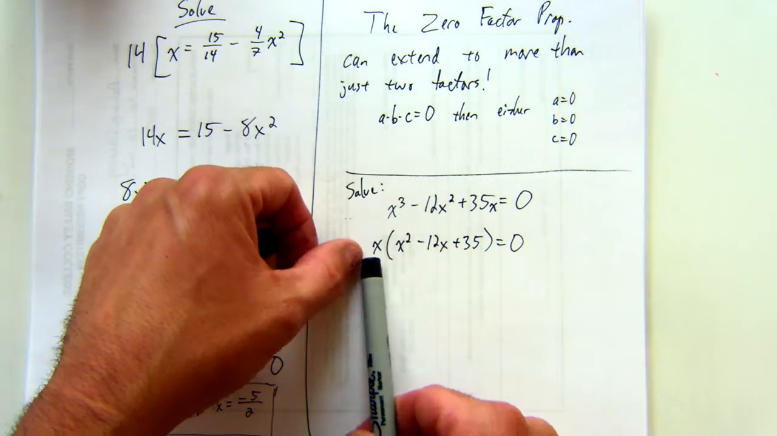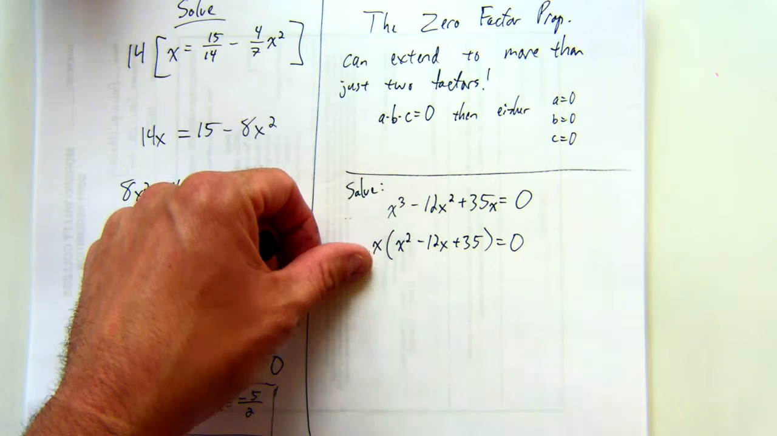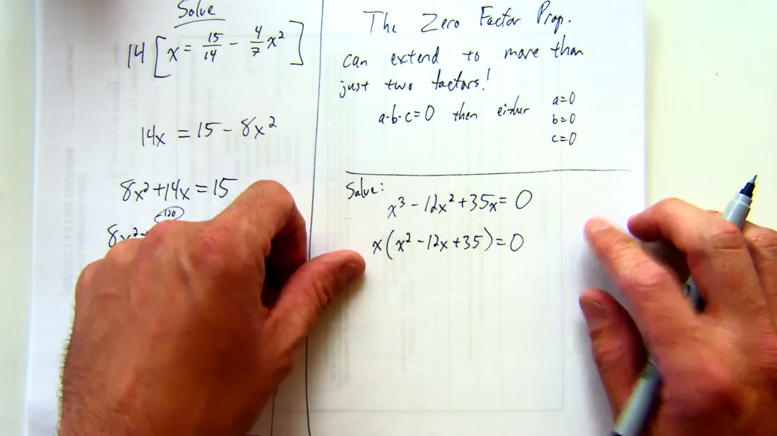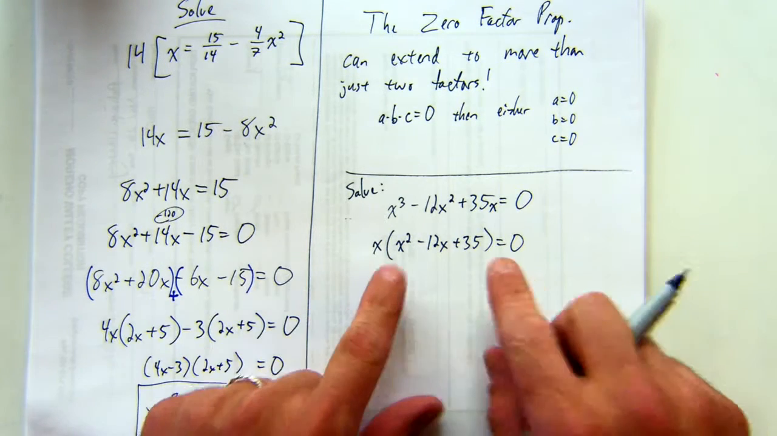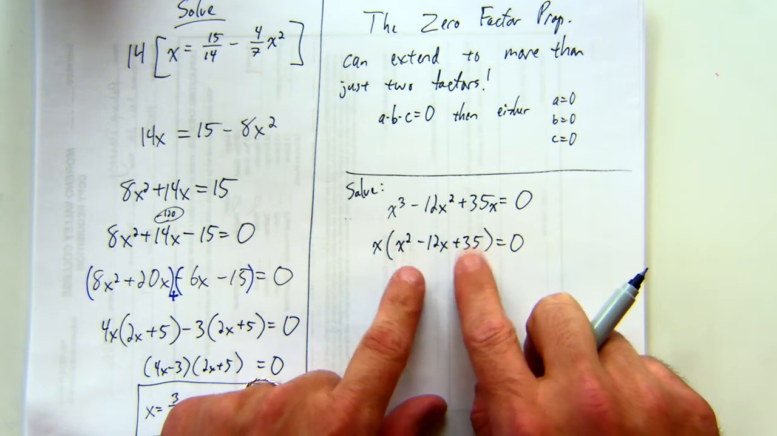So I've taken out that first x. I've got a common x. That's the first step always, if you can see it. What does this trinomial here factor to?